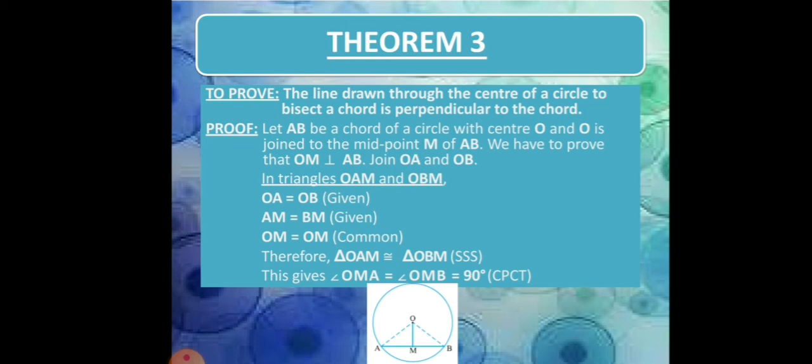In two triangles, three things are equal, three sides are equal. By the SSS criteria, both triangles are congruent. So triangle OAM is congruent to triangle OMB. So by CPCT, angle OMA is equal to angle OMB. Both are equal, so both are 90 degrees.